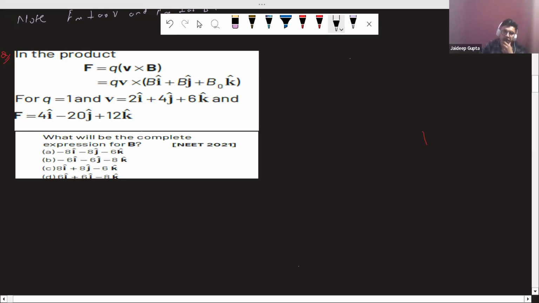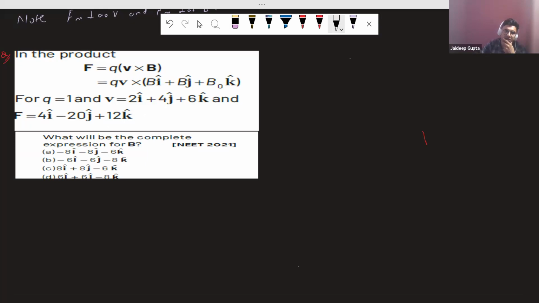In this question, the force is given, that is F equals q bracket v cross B. Now we have to find out the value of the magnetic field. Q is given, velocity is given in vector form, and force is also given in vector form. In component form, you have to use the cross product to find the magnetic field. Past 5 minutes, everyone, write your answer in the chat box. Speed up.